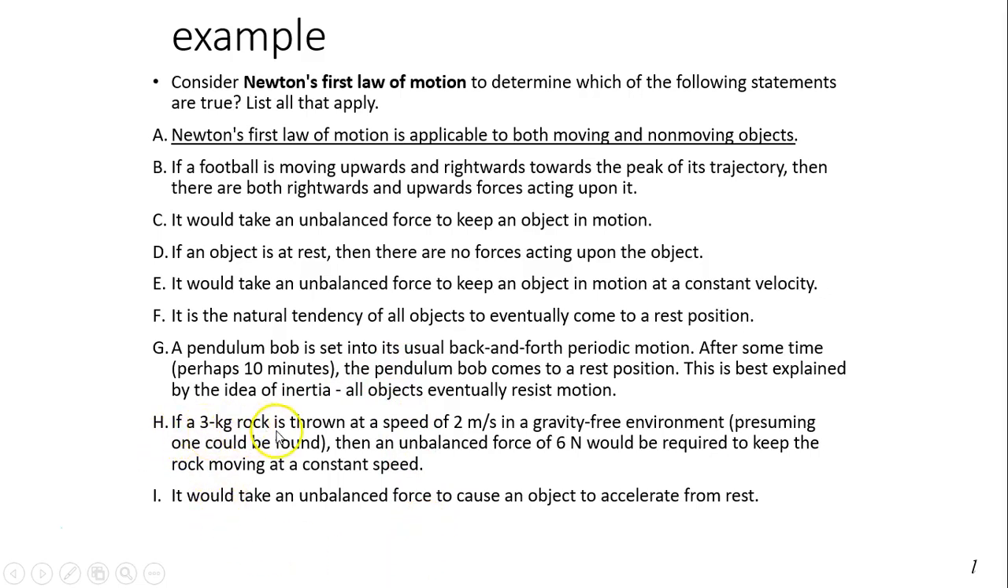H. If a 3-kilogram rock is thrown at a speed of 2 meters per second in a gravity-free environment, then an unbalanced force of 6 newtons would be required to keep the rock moving at constant speed. No, it doesn't. An unbalanced force will make it change its speed. To keep it at a constant speed, you don't need anything. Last one, it would take an unbalanced force to cause an object to accelerate from rest. That is correct. Unbalanced force causes acceleration. To make it move at constant speed in the same direction, you don't need any force.